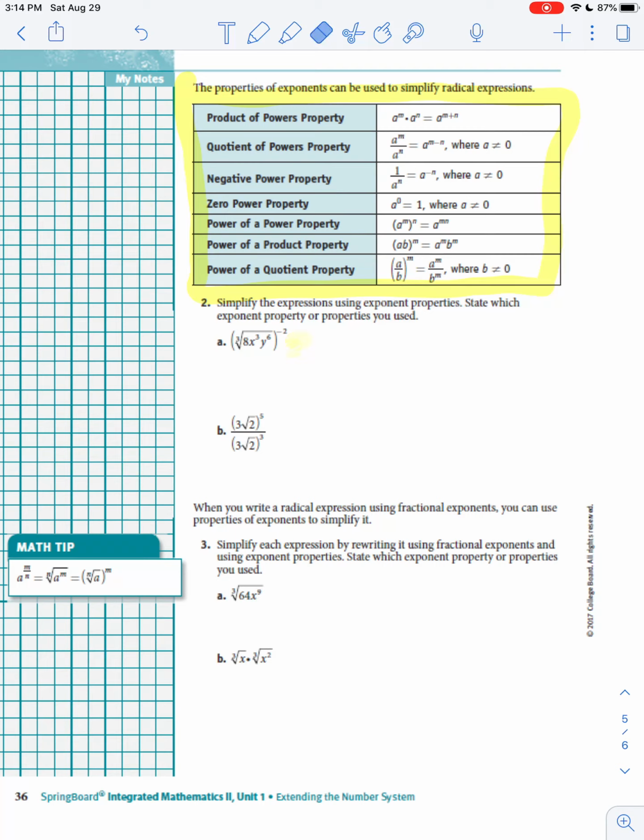So if we rewrite this, let's go back to pen. If we rewrite this as 1 over the cube root of 8x cubed y to the 6th. But now that we moved it, remember that negative exponent becomes positive. So now we're looking at it like that.